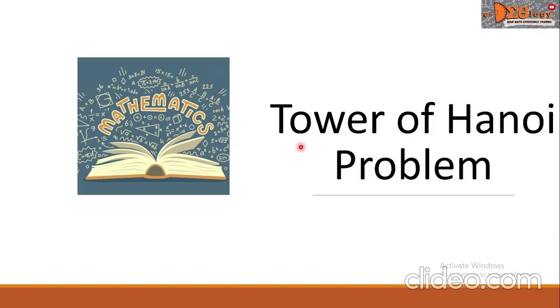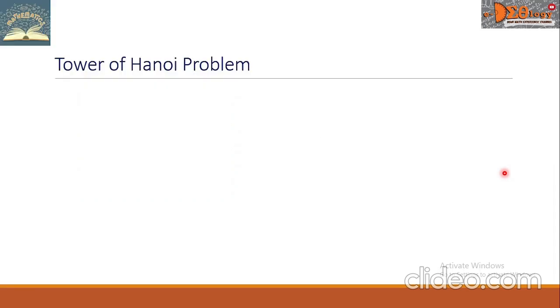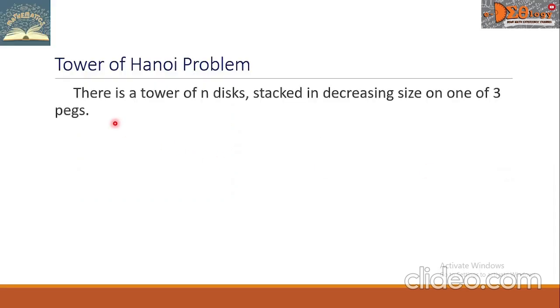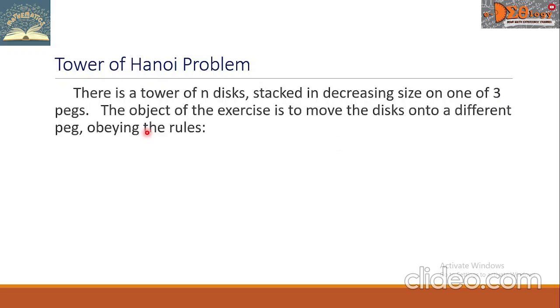Hi everyone. Today we're going to study the Tower of Hanoi problem. There is a tower of n disks stacked in decreasing size on one of three pegs. The object of the exercise is to move the disks onto a different peg, obeying the rules.